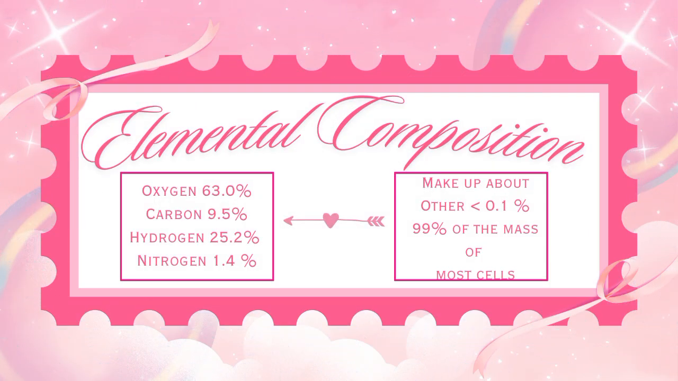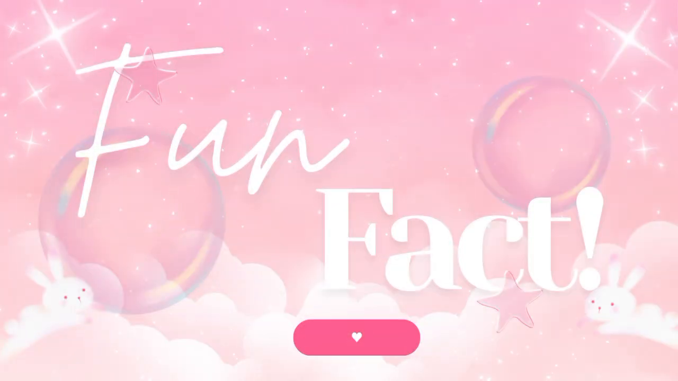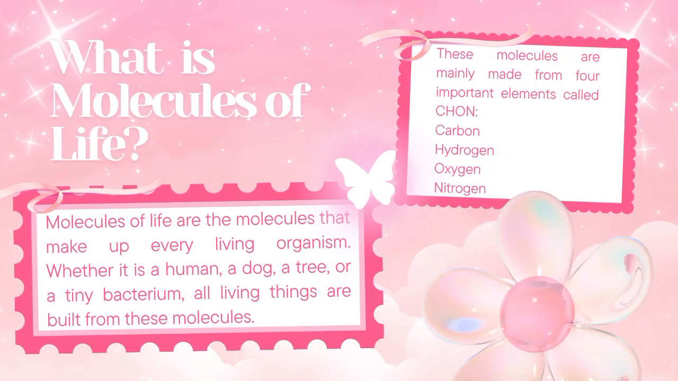This is the elemental composition of the human body. As you can see, oxygen makes up about 63% of our body, followed by carbon at 9.5%, hydrogen at 25.2%, and nitrogen at 1.4%. Fun fact! The carbon in your body was actually created inside exploding stars billions of years ago. So yes, you're literally made of stardust. Pretty cool, right?